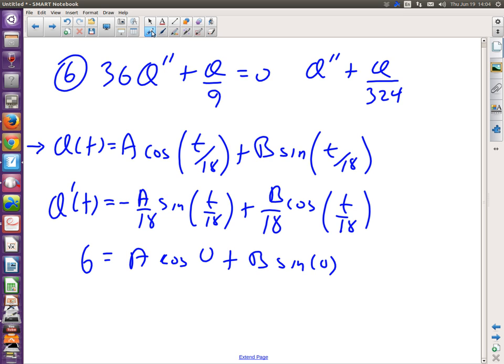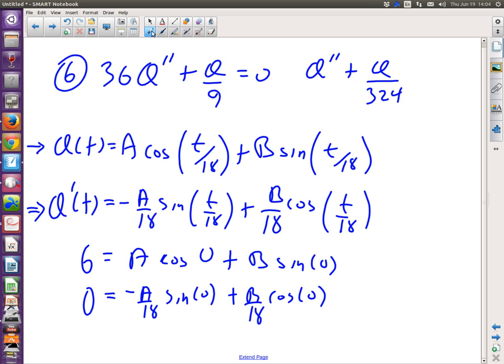And the second initial condition was that Q prime of 0 is 0, so plug in 0 for Q prime. It equals negative A over 18 sine of 0. Again, that drops out, the sine of 0 is 0. Plus B over 18 cosine of 0. Cosine of 0 is 1, so B over 18 is 0. That makes B 0. And there you go.